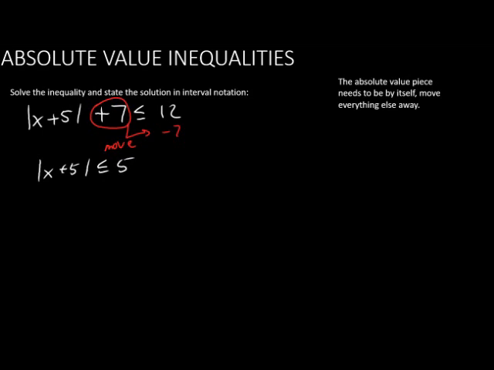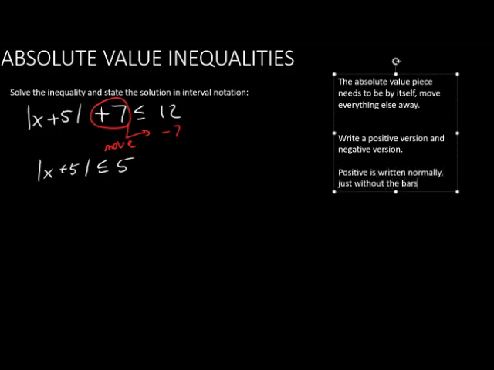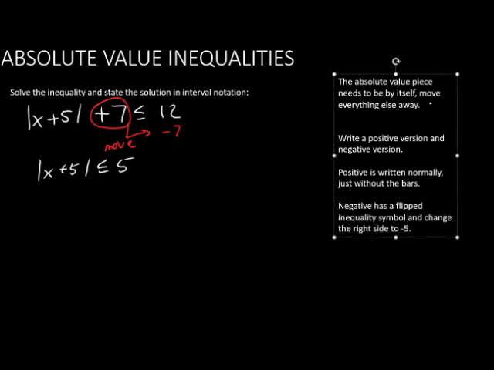Our second step, similar to what we did in an absolute value equation, is that we will now write two inequalities. We will write a positive version and a negative version. The positive version will just be x plus 5 less than or equal to 5, only without the bars. The negative version will have a flipped inequality symbol and will also have negative 5 rather than positive 5 on the right side.